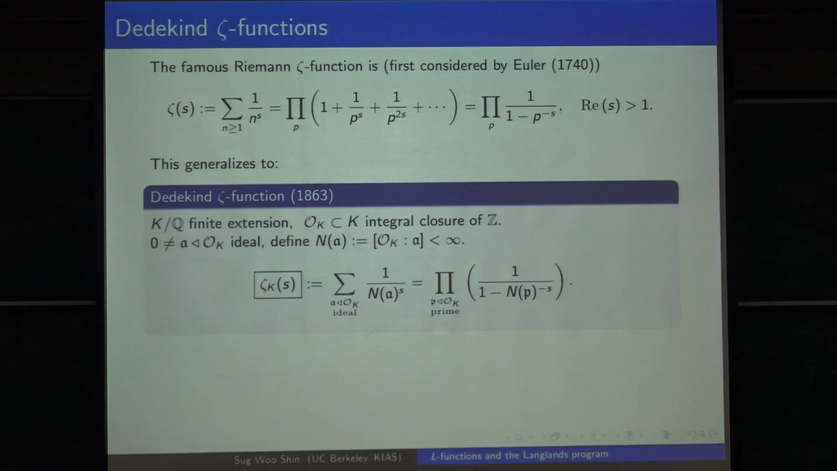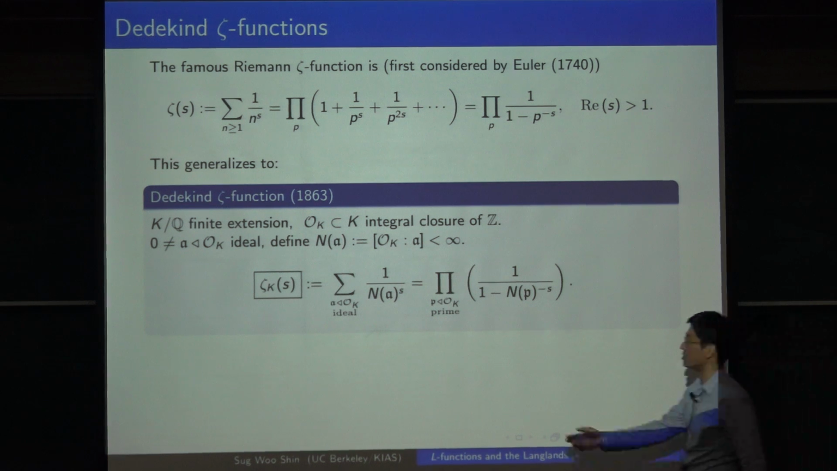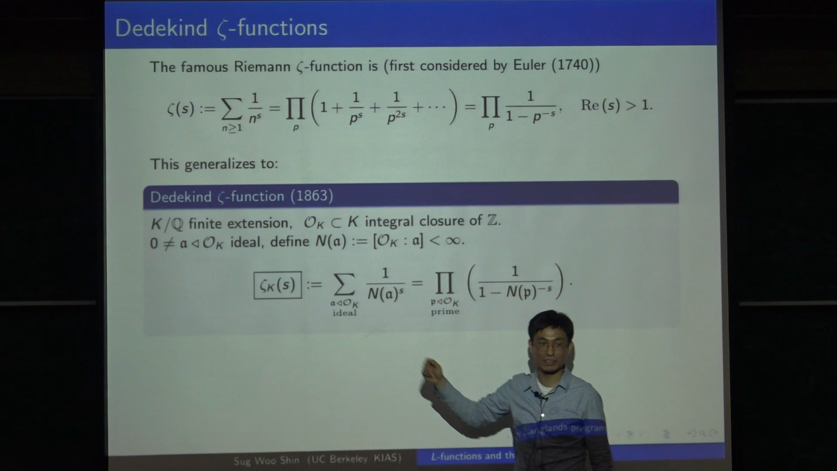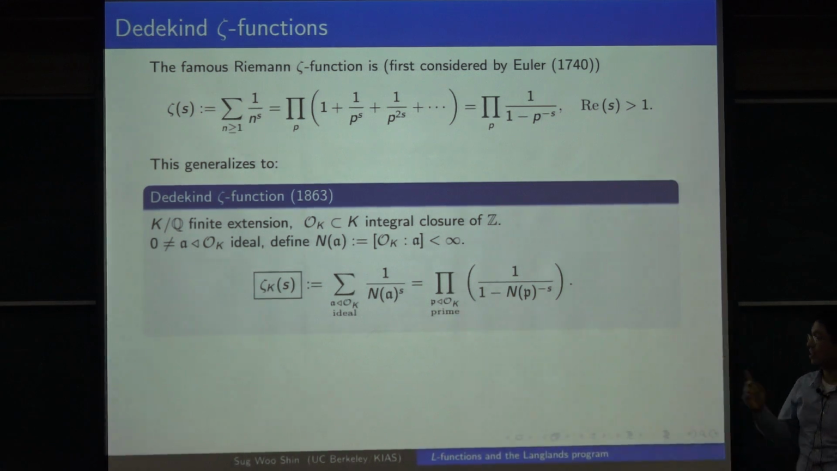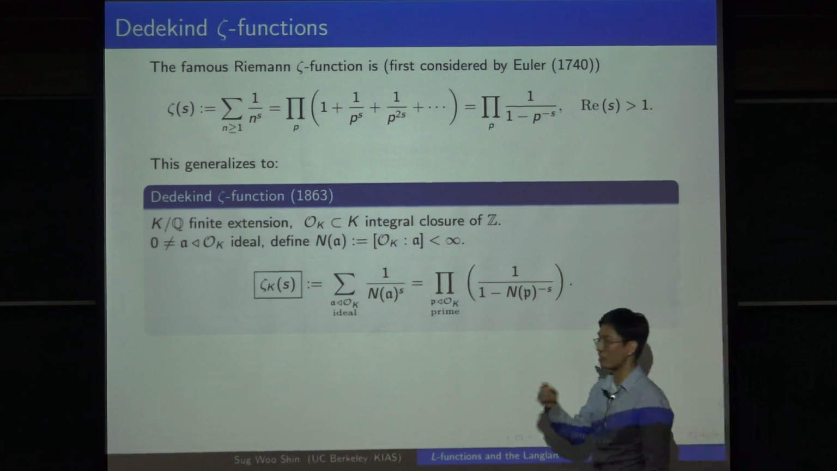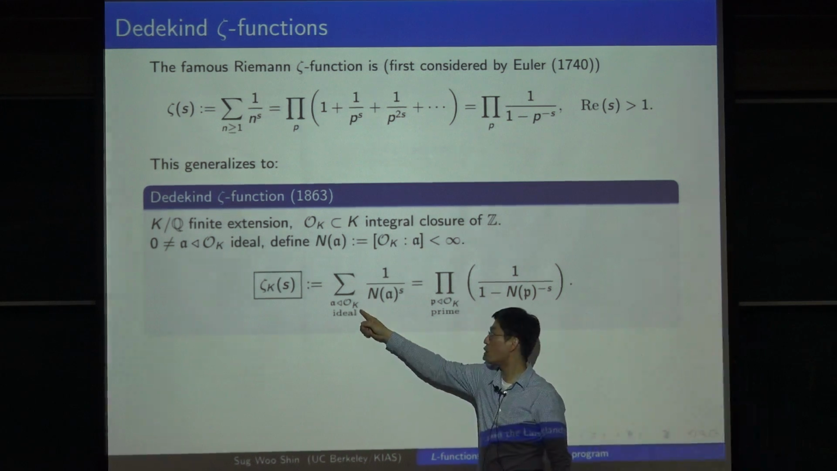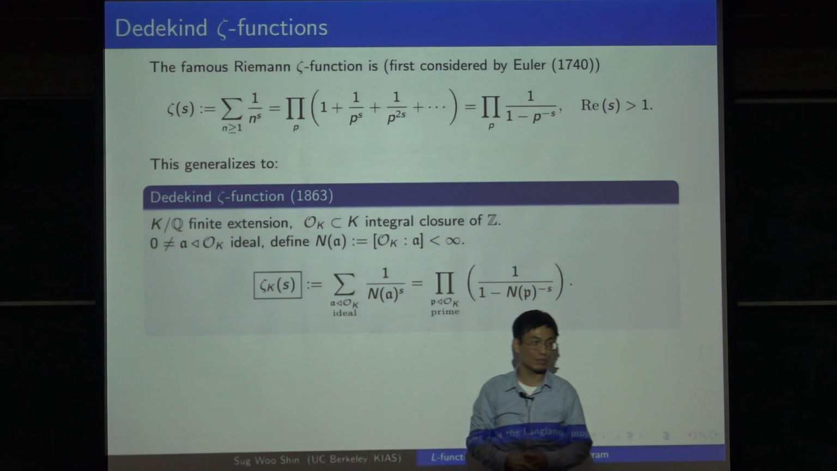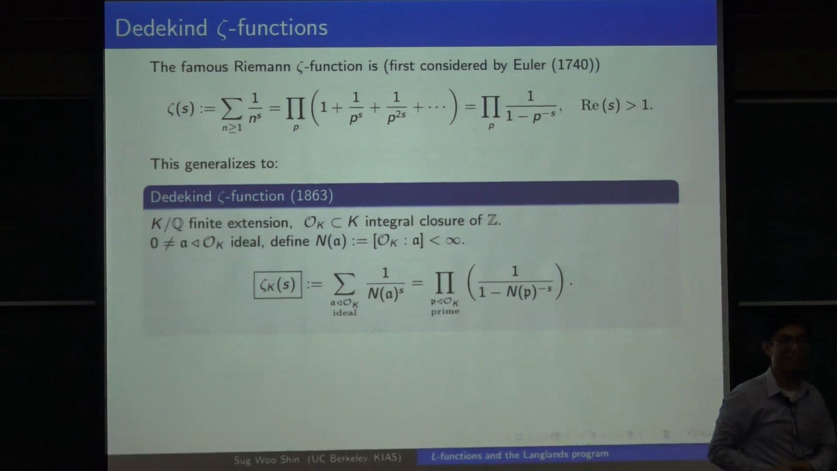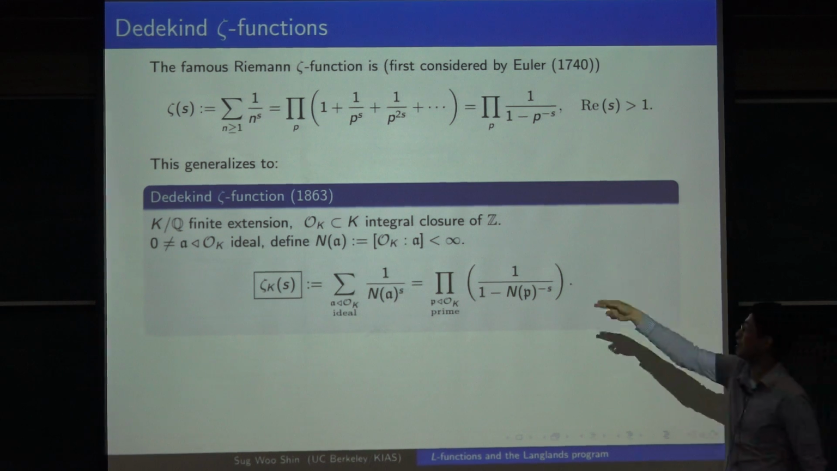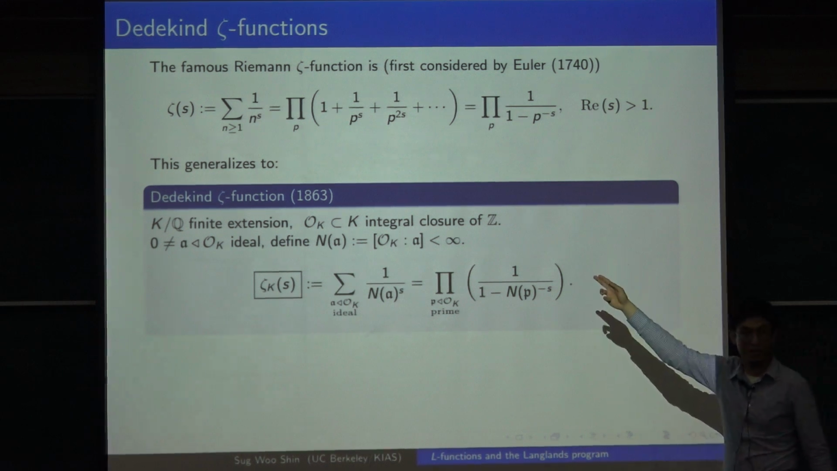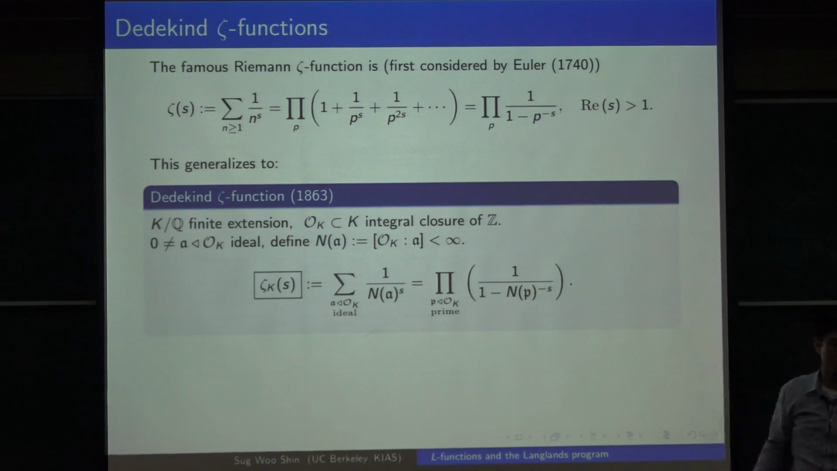And then the Dedekind zeta function is pretty similar, but now you're summing over ideals, non-zero ideals, of 1 over the norm of A to the S. And one thing you can think of is when K is Q, OK is just Z. So now you're looking at non-zero ideals in Z. Non-zero ideals in Z correspond to positive integers. And you can see that this is really a generalization. When K is Q, it just reduces to the above definition. Okay? And similarly as above, you can do this.